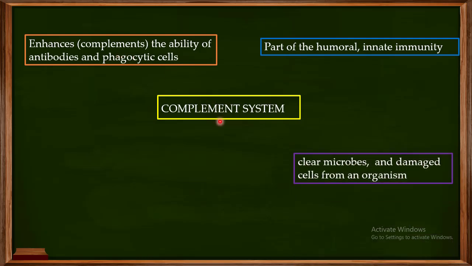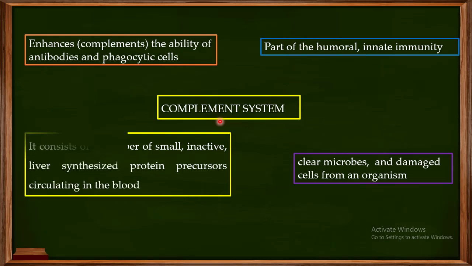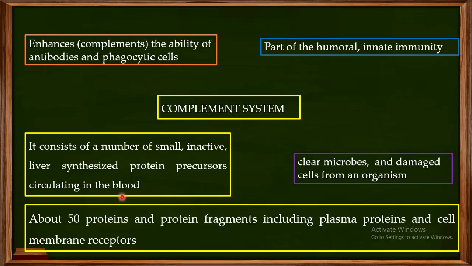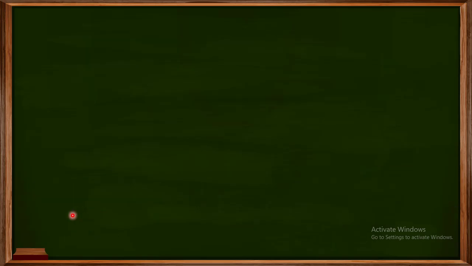And then I've told you that this complement system is very important to clear the microbes and damaged cells from an organism, and it contains a number of small inactive liver-synthesized protein precursors circulating in the blood. And if you look at the number of proteins and protein fragments that are included in the complement system, their number is about 50.